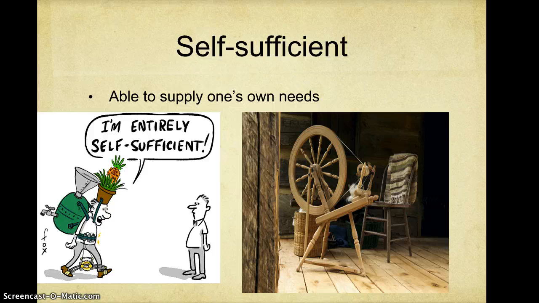Next, we have self-sufficient. It means being able to supply one's own needs. So if you are self-sufficient, you basically have everything you need to survive. You have the skills to get food, make clothes. You don't need help from anyone else.